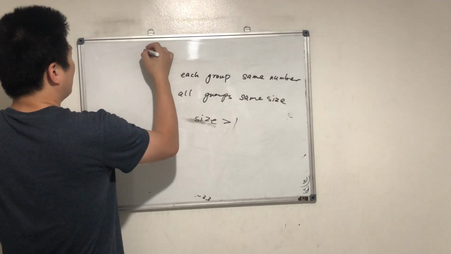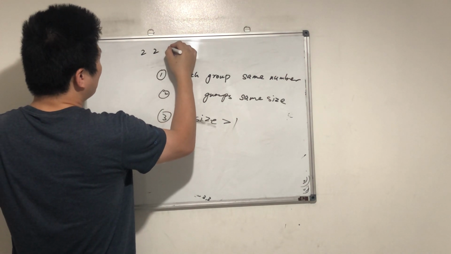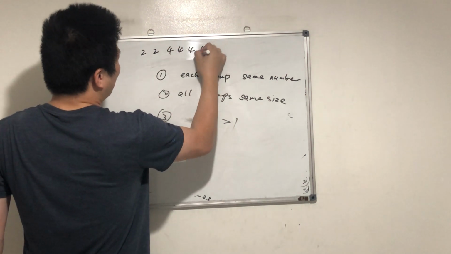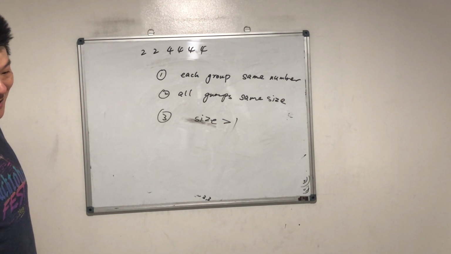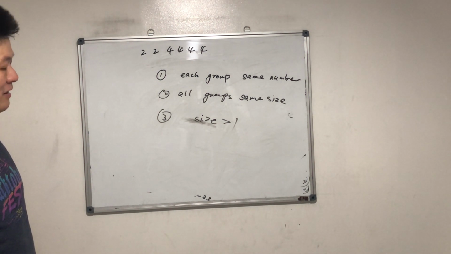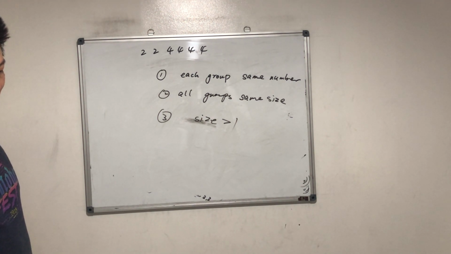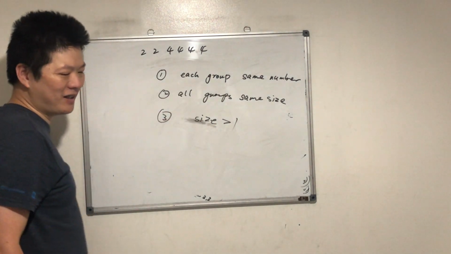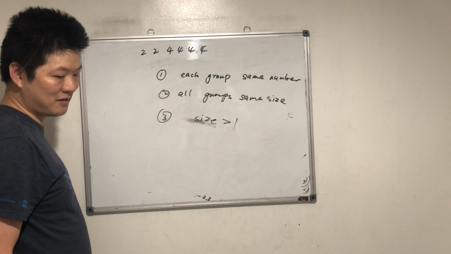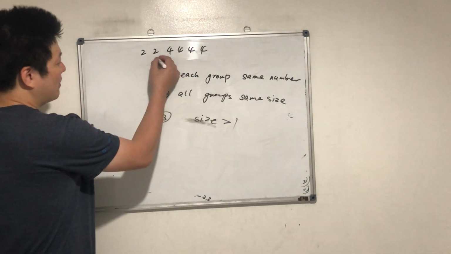It's going to be no. You sure? Because 2, 2, 4, 4, 4, 4. Yes or no? Wait, 2, 2, 4, 4. Yes or no? Come on. Can you group this? How do you make groups of 2? 2, 4, 4, 4, 4.